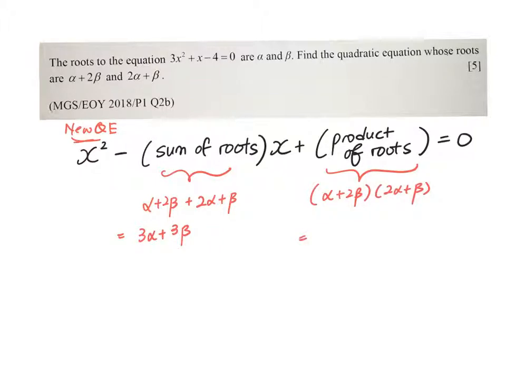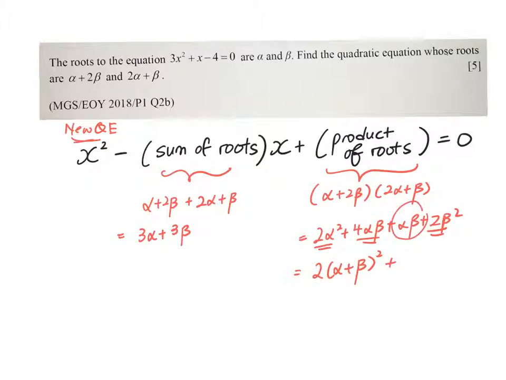Expanding that gives us a total of 2 alpha square plus 4 alpha beta plus alpha beta plus 2 beta square. Now if I combine these, I can get 2 alpha plus beta bracket square, I'll leave you to find it out, and finally plus the last one, which is alpha beta. The strategy is always to try to express it in the form of a linear combination of alpha plus beta and alpha beta.